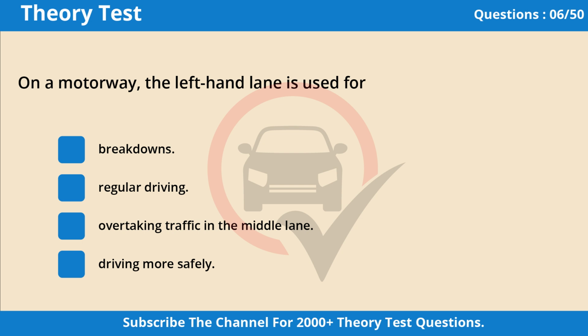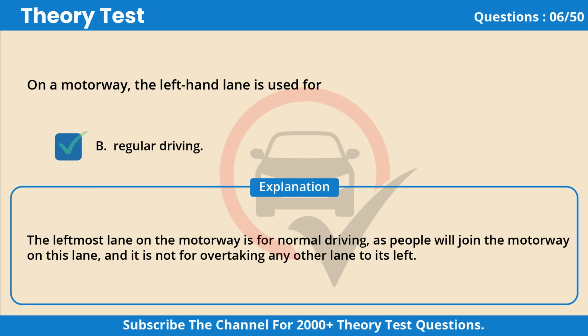Question 6. On a motorway, the left-hand lane is used for. B. Regular driving. The leftmost lane on the motorway is for normal driving, as people will join the motorway on this lane, and it is not for overtaking any other lane to its left.